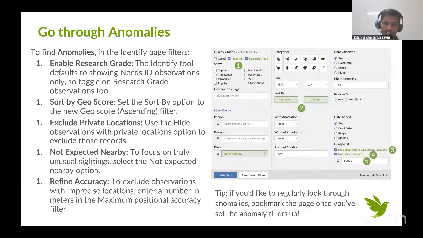So yeah, anomalies are again very interesting. You could look through anomalies, and many of them could be just incorrect evidence or information entered by the user, but sometimes they could really become cool discoveries.